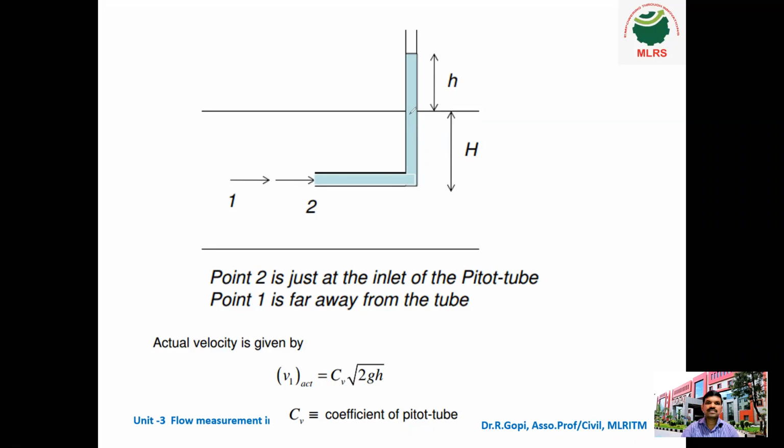So this height, this is the outer diameter of the pipe. This portion is the outer diameter, and this is the h value. So the actual velocity is given by this formula, Cv into root 2gh. Cv is the coefficient of the pitot tube, into root 2gh. This h is nothing but this h.